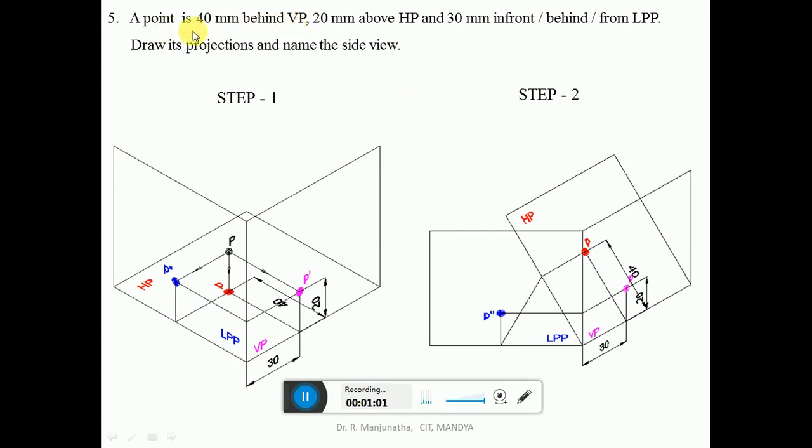So the point in space, which is above HP, this is the distance above HP, and behind VP, this is the distance behind VP, and 30 mm in front or behind from LPP. Here it is behind VP, so behind LPP is the distance. So we can consider it behind LPP.